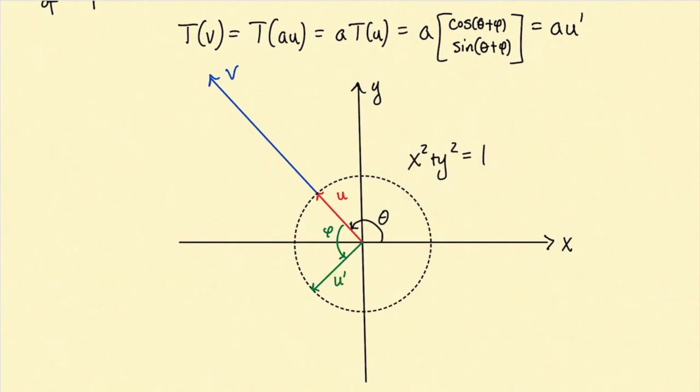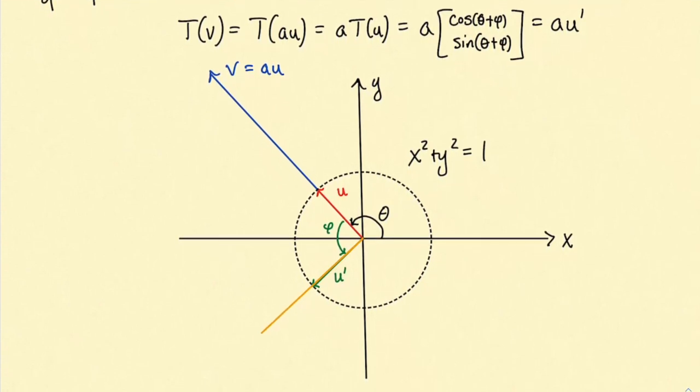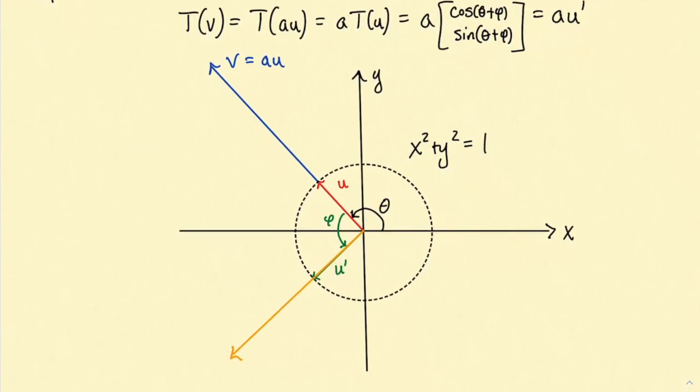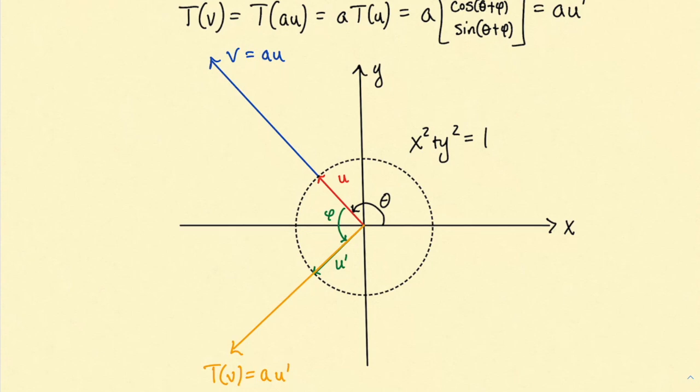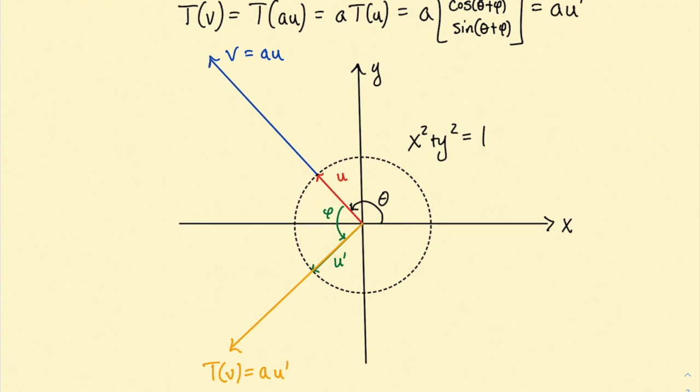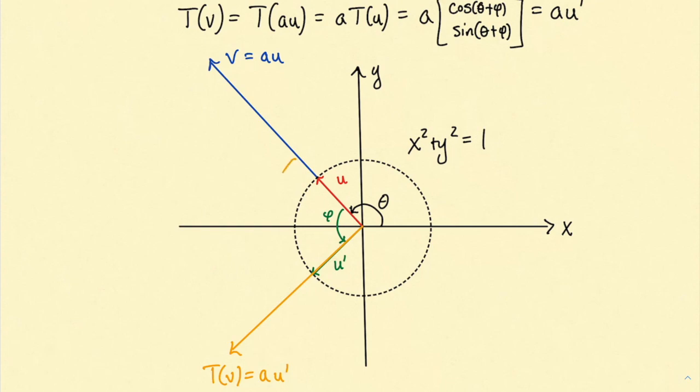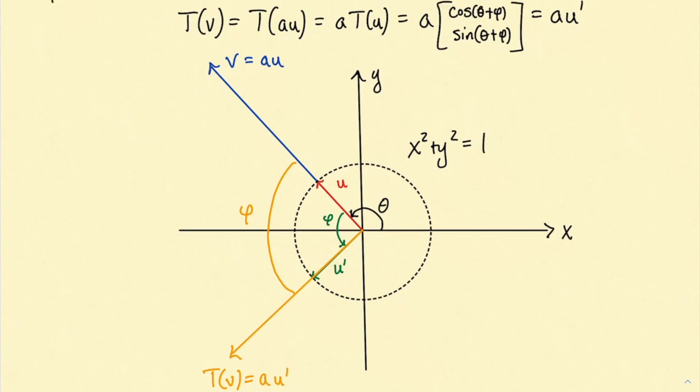Now, going back to our original picture, we can see that Tv represents a scalar multiple of our vector u prime, and the angle between v and Tv is also going to be phi. So in fact, Tv really is the rotation of our vector v by phi radians in the counterclockwise direction, as we wanted. So let's take a second to do a concrete example to see how this really works in practice.